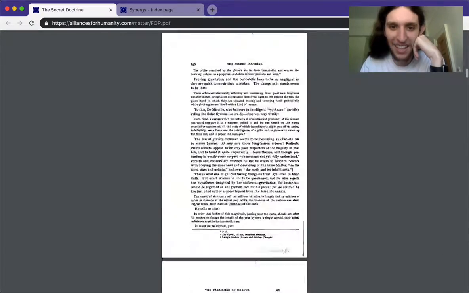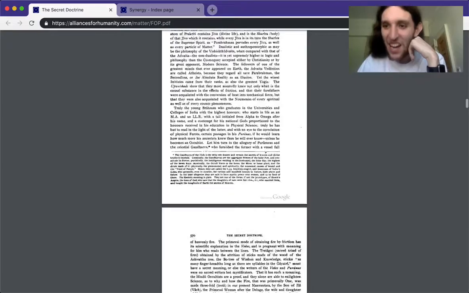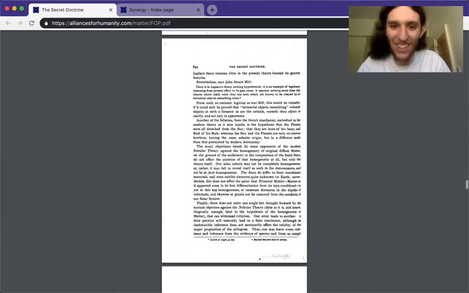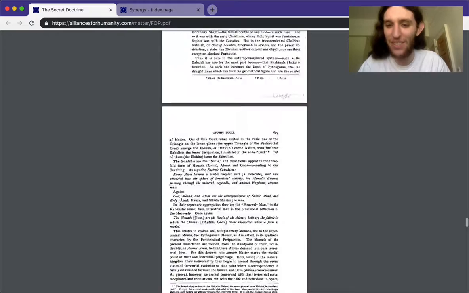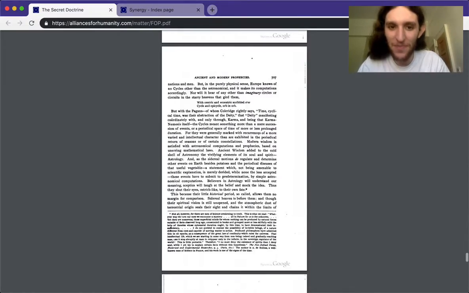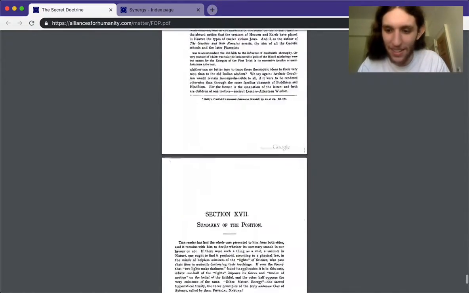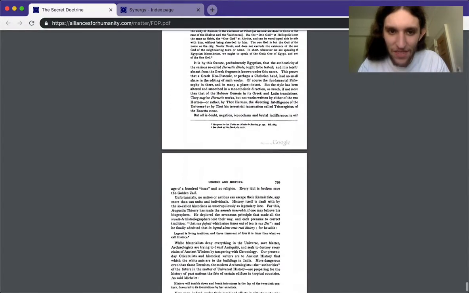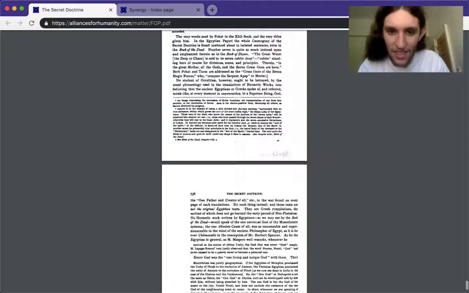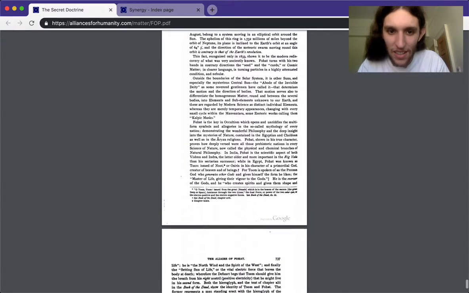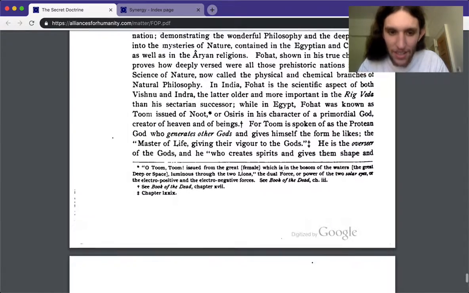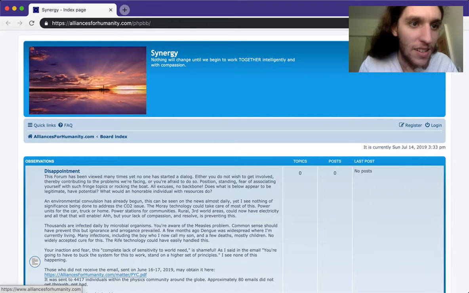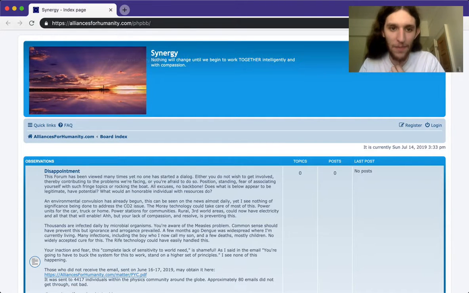Wow. Are there references? I want to see if there's references because I think I see some footnotes. But are there endnotes? Is there a works cited? No, I don't think so. Yeah, there's some footnotes. Synergy.